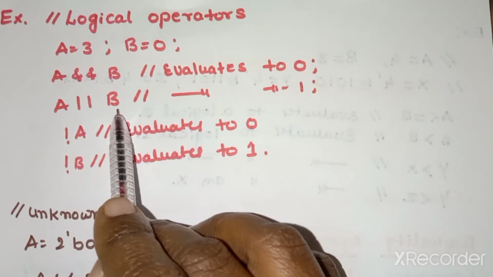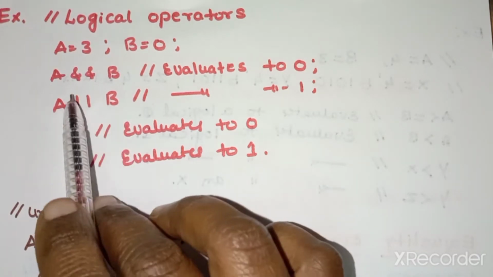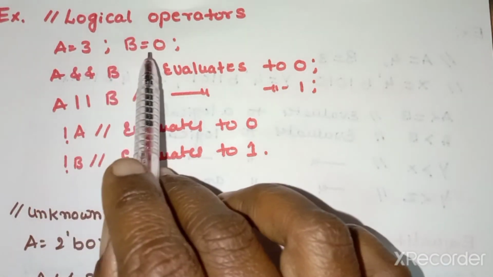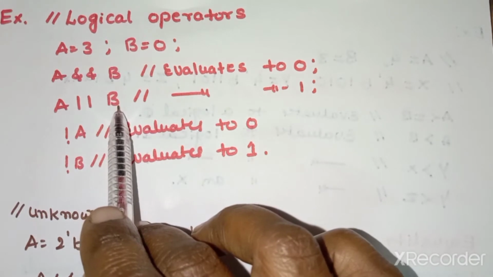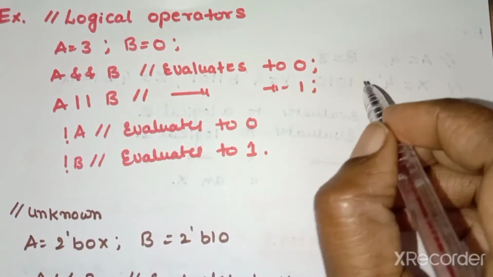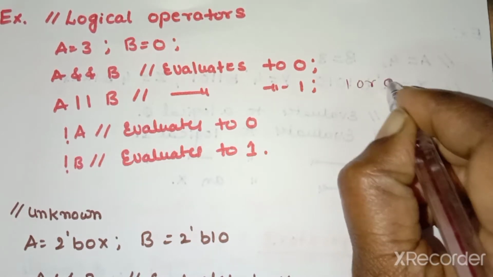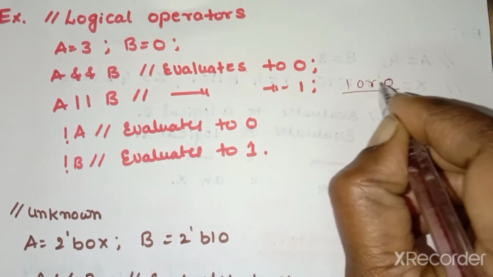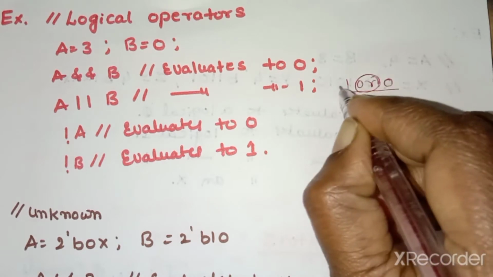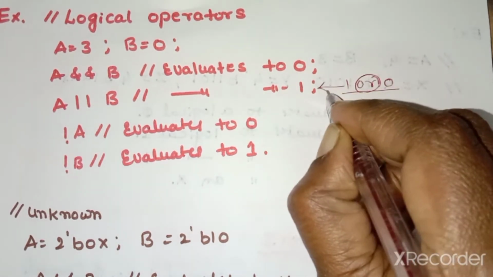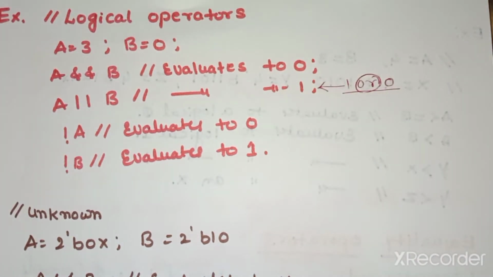Similarly, A OR B. A is 3 and B is 0, so it is 1 OR 0. What is the answer? You should get the answer 1.